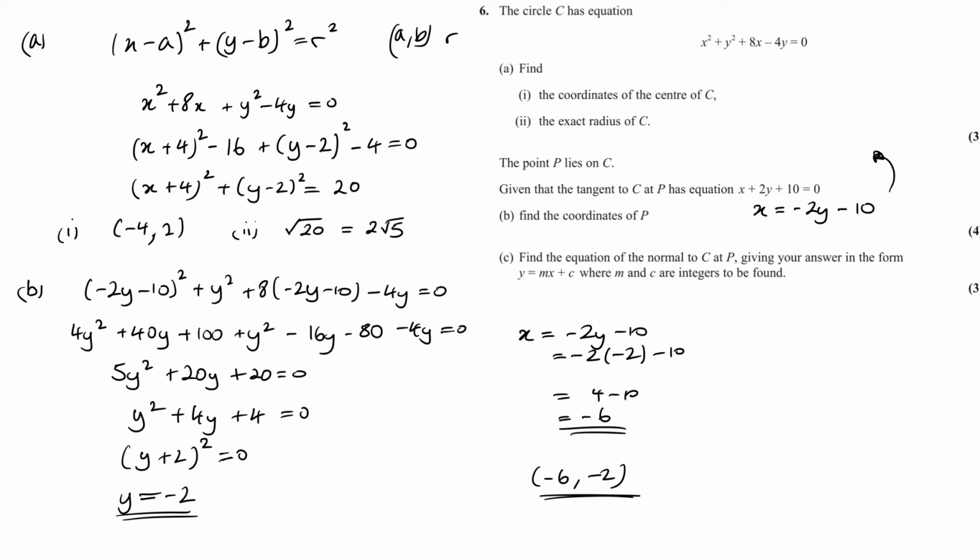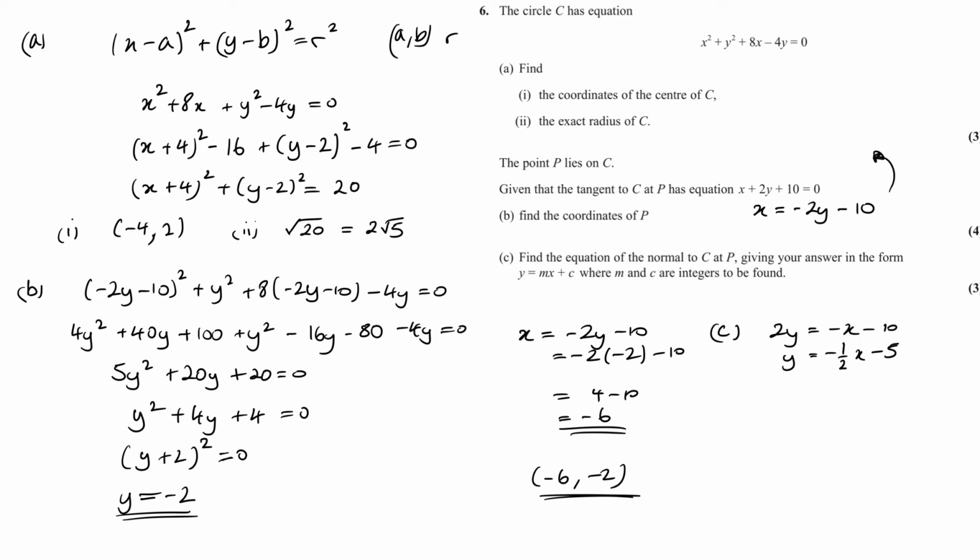Give your answer in the form y equals mx plus c. So this is now part C. Well, first what I'll do is I want to rearrange this equation. So 2y would be equal to -x minus 10. Y equals -1/2 x minus 5. Okay, so that means that this gradient is -1/2.